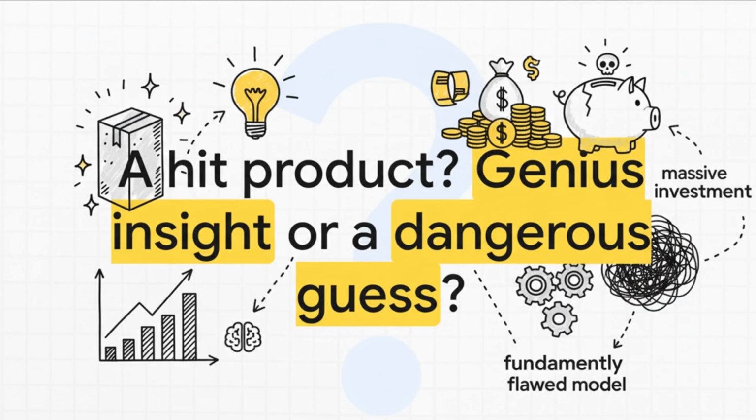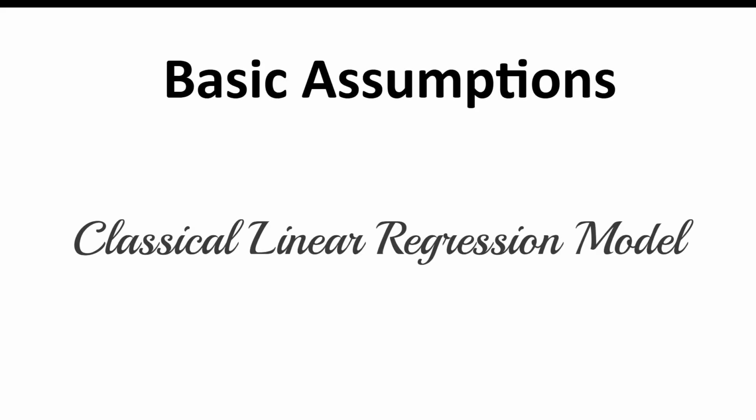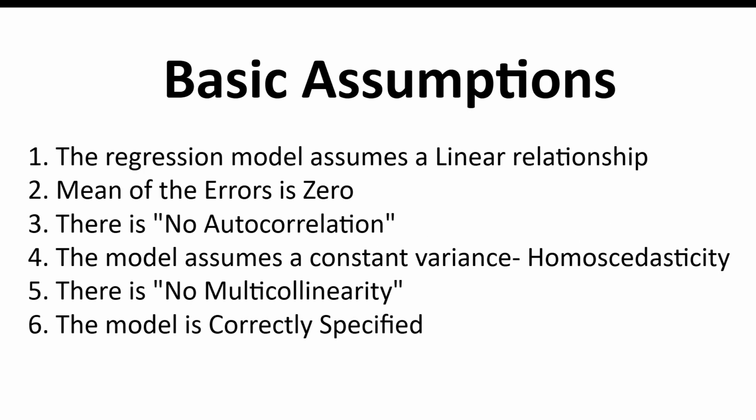And the answer actually comes down to a set of rules that we call the assumptions of the classical linear regression model. In this video, we will understand a few of the basic assumptions that any good, reliable linear regression model has to follow. If all the assumptions are valid, your results are solid. But if it fails, those predictions could be seriously misleading.